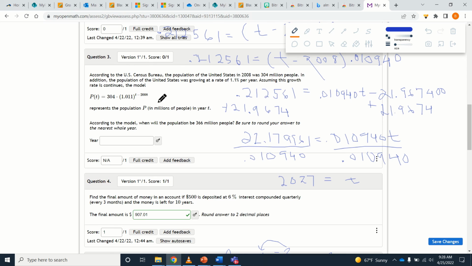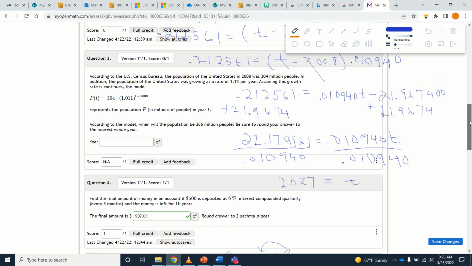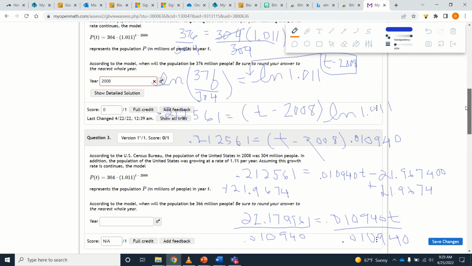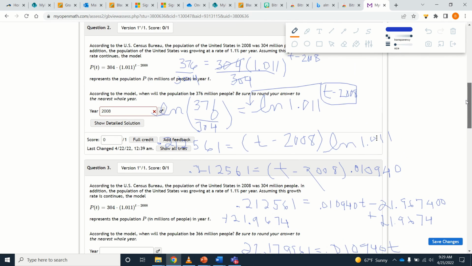And if you think about it, that's quite a bit of growth in population, more than 60 million people. So going from 2008 to 2027, 19 years makes a lot of sense for that kind of growth. And hopefully, since it looks like the same problem for both of them, that should also help you through number 3 as well.